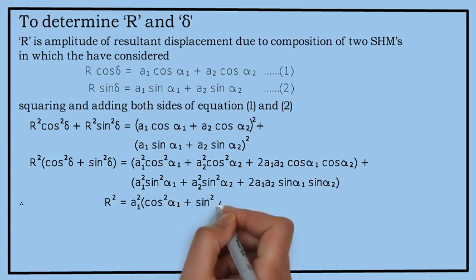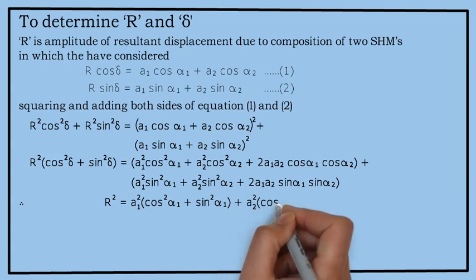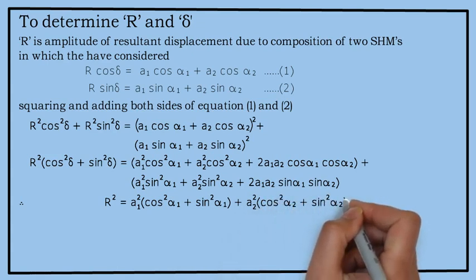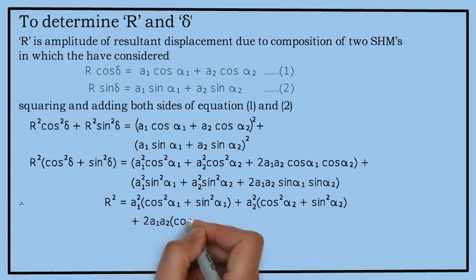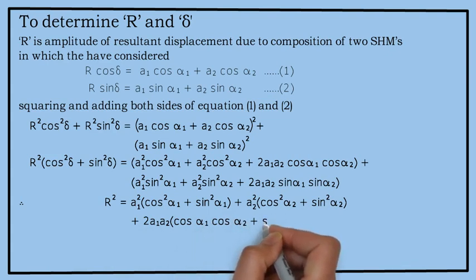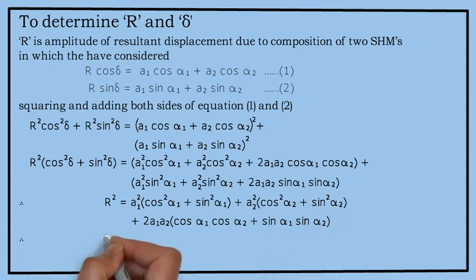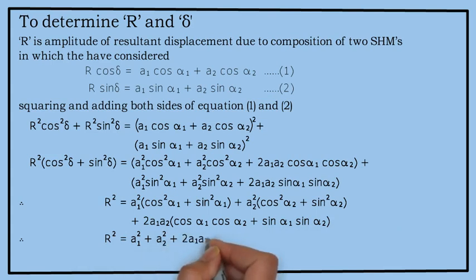Now what to do is take A1 square common. What is left in the bracket? Cos square alpha 1 plus sine square alpha 1. Similarly, from second term, take A2 square common. So what is left in the bracket? Cos square alpha 2 plus sine square alpha 2. That will be 1. In the similar fashion, cos square alpha 1 plus sine square alpha 1 will become 1. Now next bracket, take 2A1 A2 common from third term. So what is left in the bracket? Cos alpha 1 cos alpha 2 plus sine alpha 1 sine alpha 2.